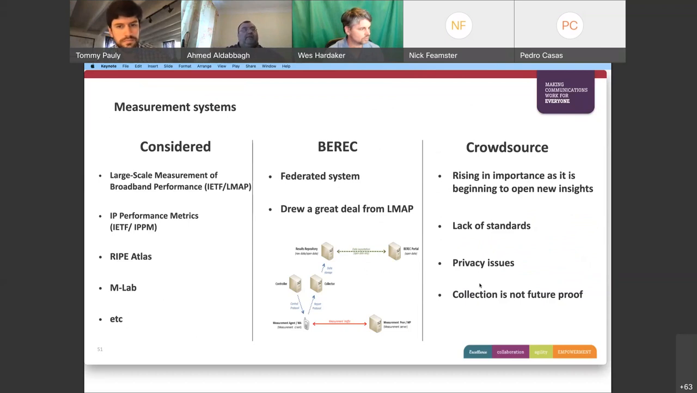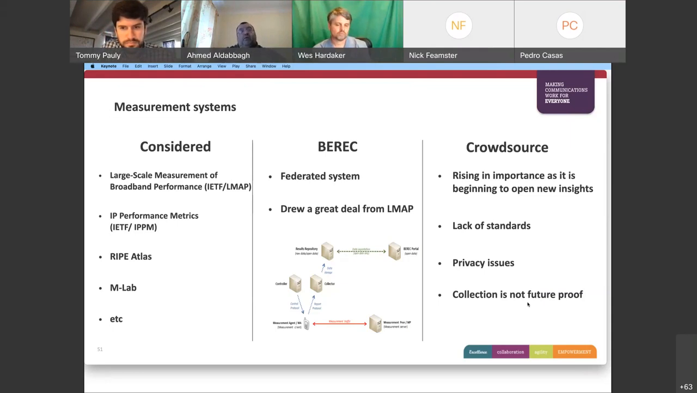Over the years, I've done a lot of work with BEREC, the body for European regulators for electronic communications, the umbrella for all the European regulators. This is before the UK left Europe. A lot of work trying to understand some of the systems like RIPE Atlas, MLAB, and other commercial systems. We also looked at LMAP and IPPM, which are in the IETF, of course. And what we found was that all systems were good, but they didn't quite fit the regulatory requirement in one way or the other.